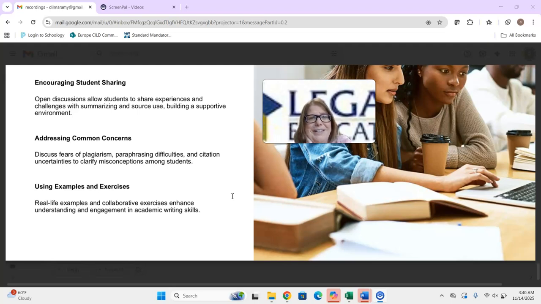Hopefully this helps you write a successful summary this week and avoid plagiarism. And in general, this may help you with discussion board posts, future papers, and avoiding any issues with plagiarism.